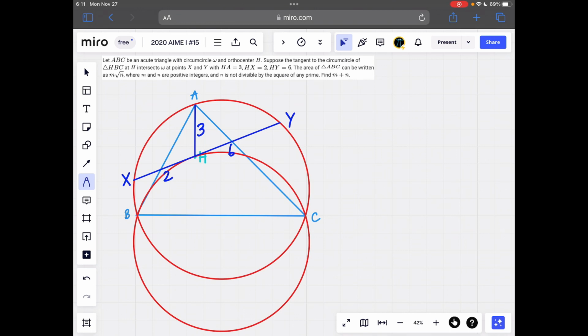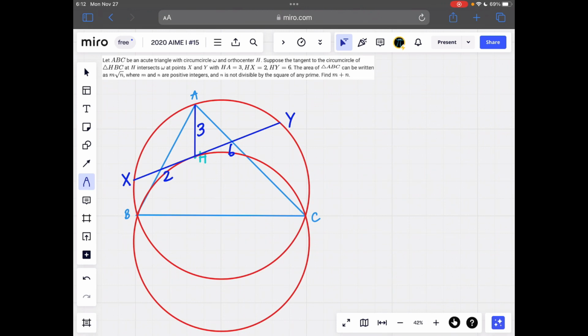Find m plus n. I uploaded a YouTube video yesterday discussing one possible solution to this problem. Today I found a new solution. It's an alternate solution that I'm going to discuss in this YouTube video. And while yesterday's solution was more power of a point and symmetry based, today's one is more trig based.